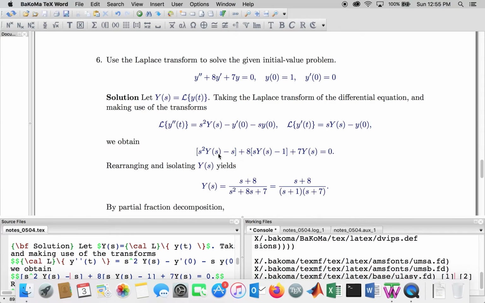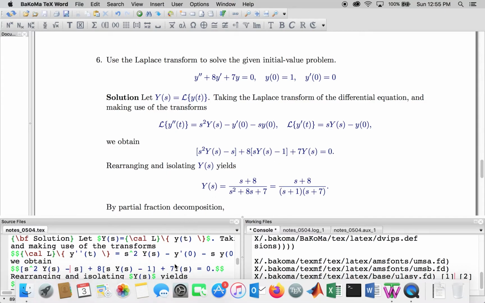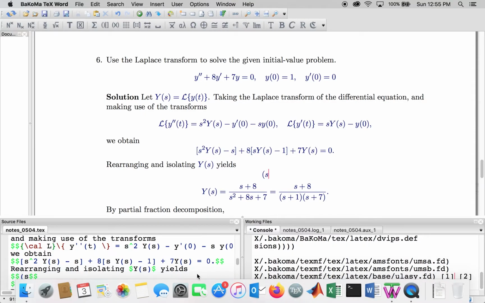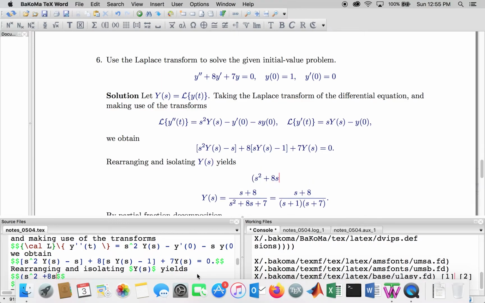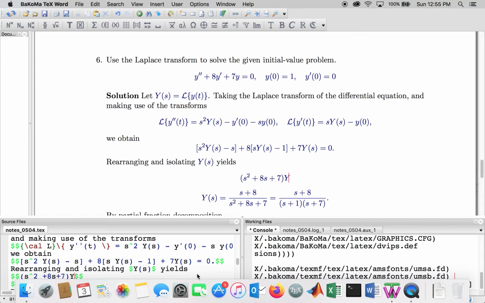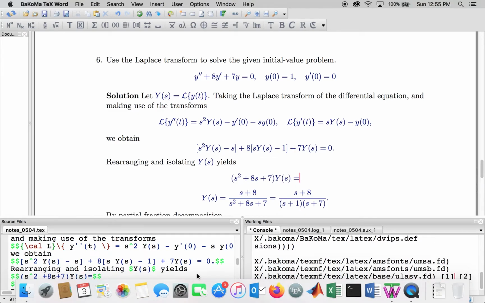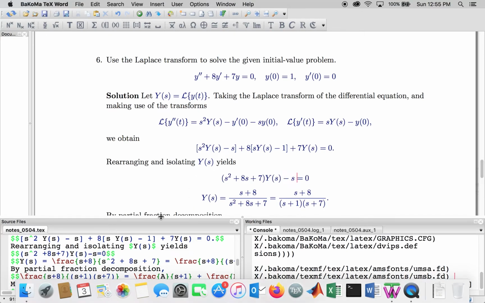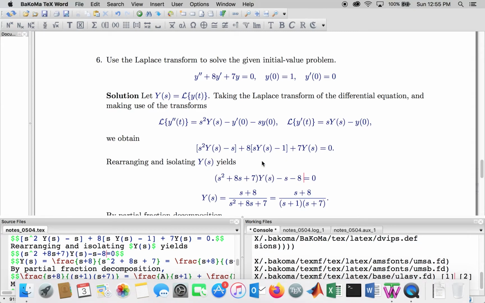So now you gather all terms involving Y of s. So I'll fill in an intermediate step here. On the left side, you can have s squared plus 8s plus 7, all times Y of s. And then all other terms, we have minus s from here, and then minus 8. So this just comes from gathering up all the terms involving Y of s and factoring out Y of s from those terms.